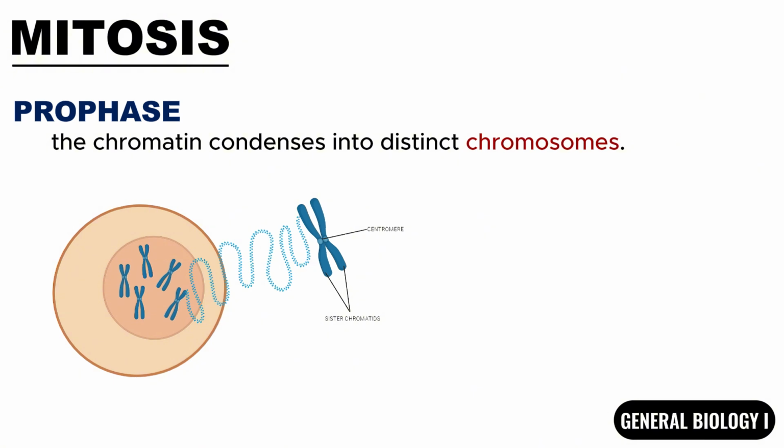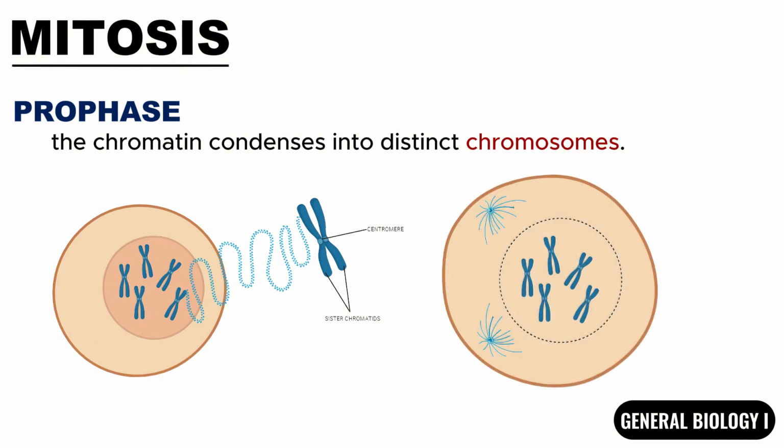The mitotic spindle, a structure made of microtubules, begins to form and will play a crucial role in separating the chromatids. Additionally, the nuclear envelope that surrounds the nucleus starts to break down, allowing the spindle fibers to interact with the chromosomes.